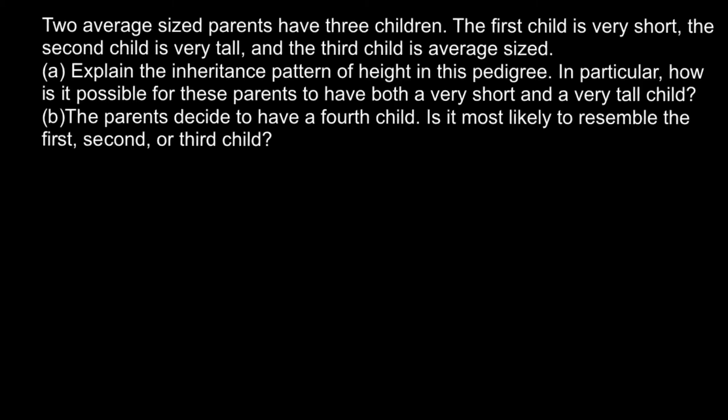Two average-sized parents have three children. The first child is very short, the second child is very tall, and the third child is average-sized. And here are the two questions. Question A: explain the inheritance pattern of height in this pedigree, in particular how it is possible for these parents to have both a very short and a very tall child.